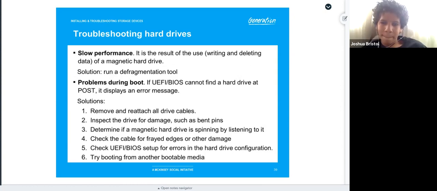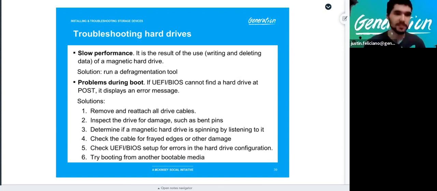So for the slow performance, as the solution mentioned, a lot of the time that can be fixed with just a simple defragmentation. Almost every PC has that already built in. We'll learn more about how to do that in the 1002. But it's just a very simple tool that rearranges the data so it's all clustered more together and not scattered throughout all the different disks, so it's easier and faster to access.